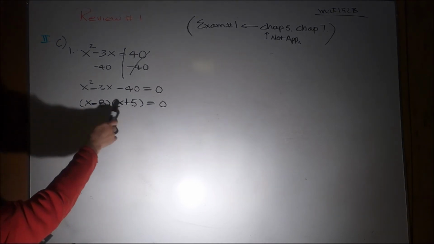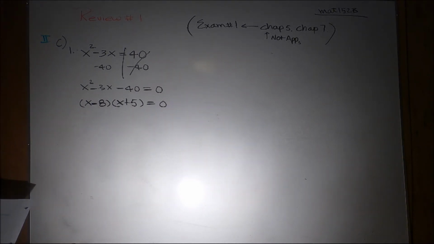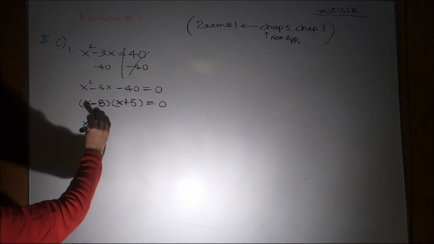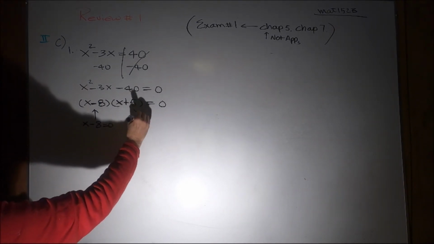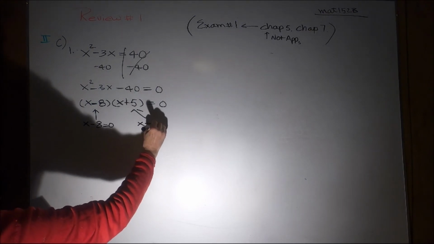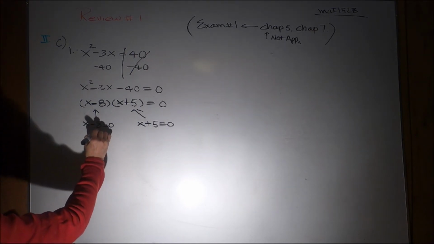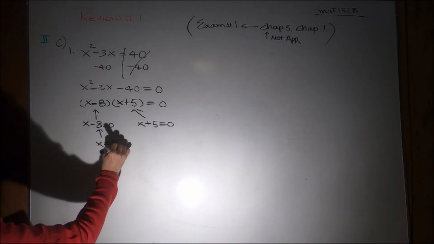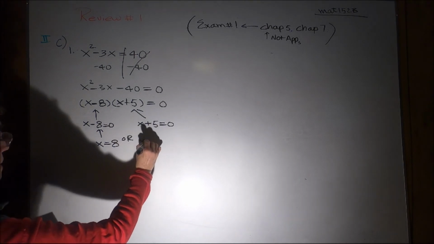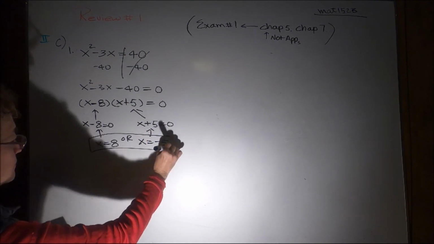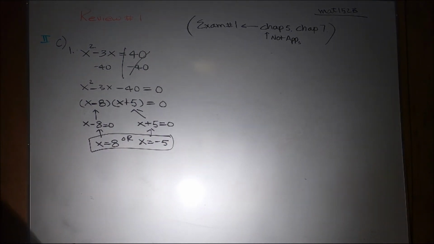Then we'll have 2 parts. Are they all primes? Yes. Then we will do it separately. Use what? Zero product property, right? Then we solve individually. x is 8, or what? x is negative 5 on the other side. Good?